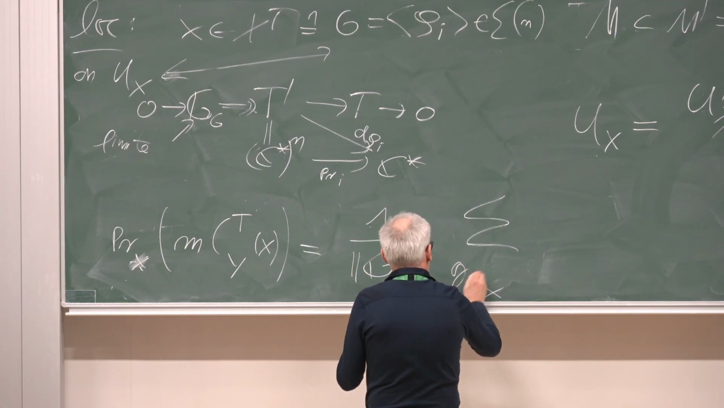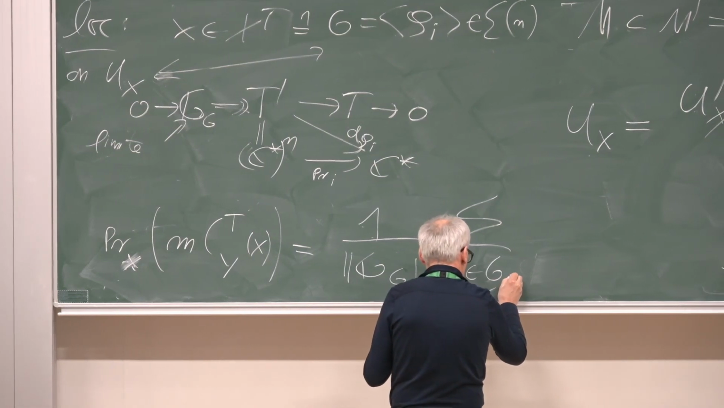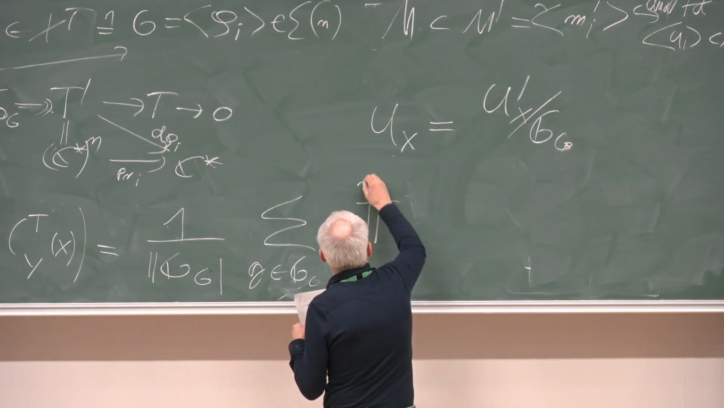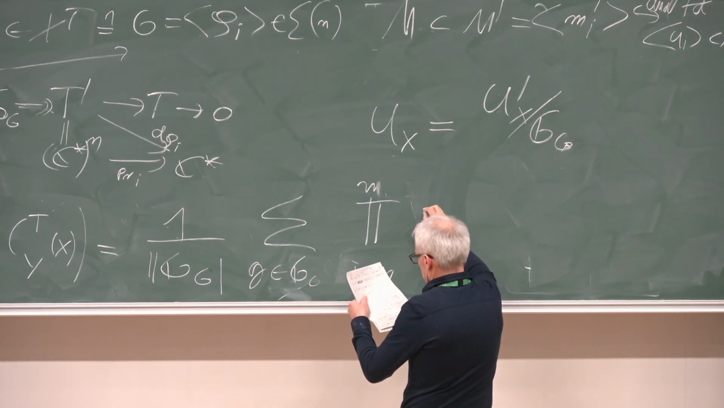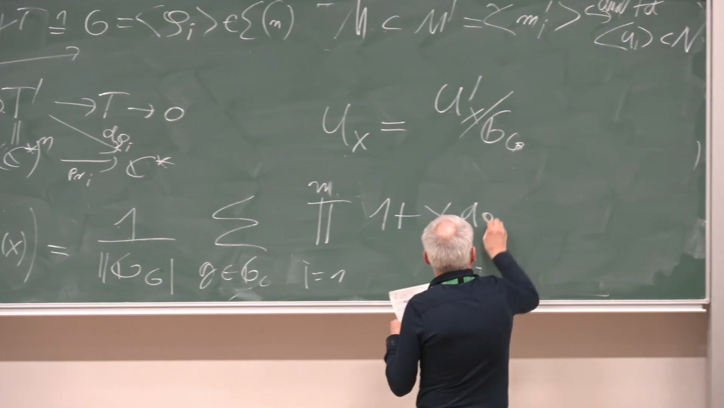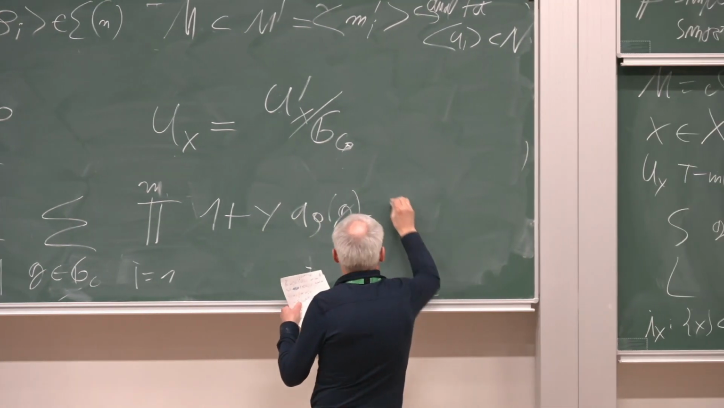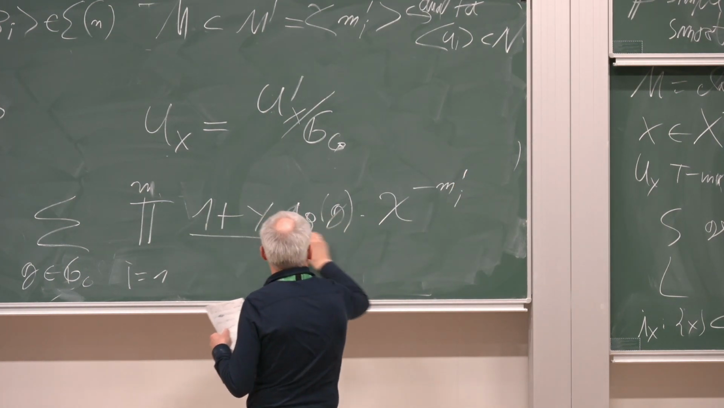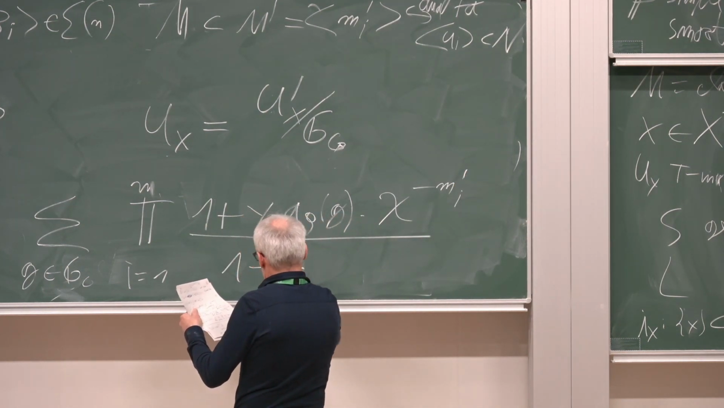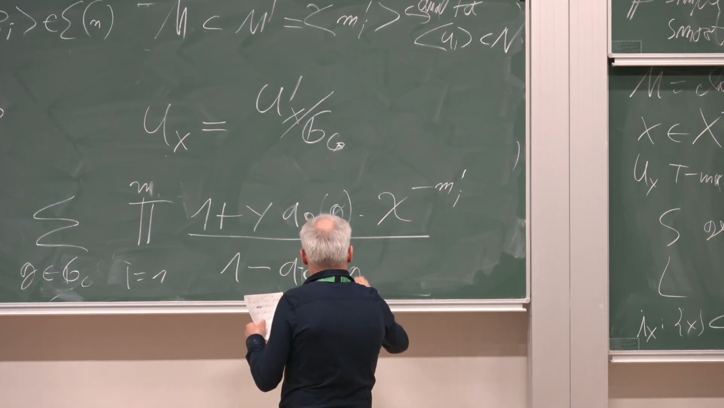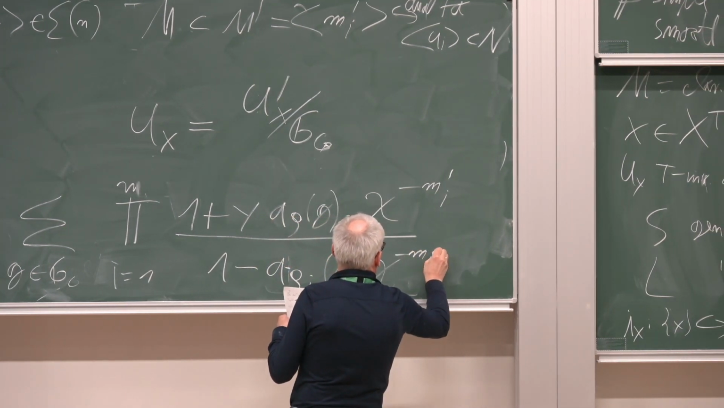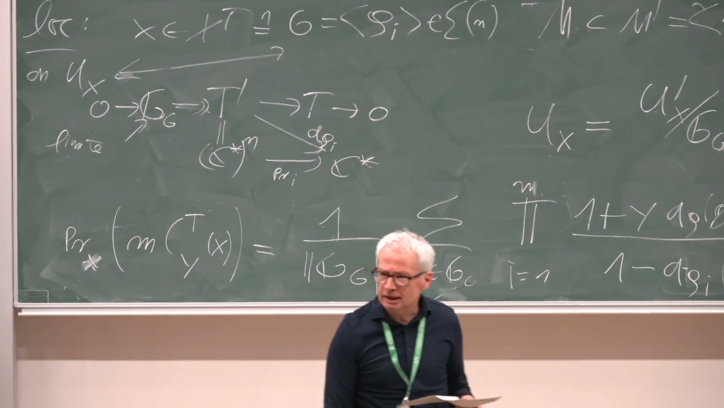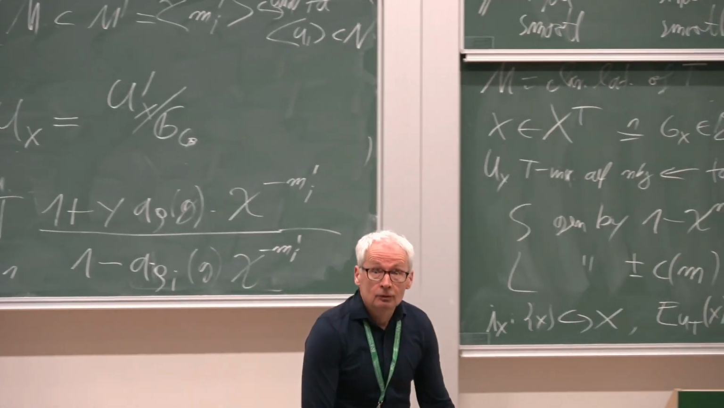You sum over these elements in this group, G sigma, and now you get a product from i equals 1 to n, and the contribution you get is a fraction: 1 plus y a rho i of g, times these characters, the basis I'm choosing, over 1 minus a rho i of g, character minus m prime. If you have never seen it, that looks of course very complicated.